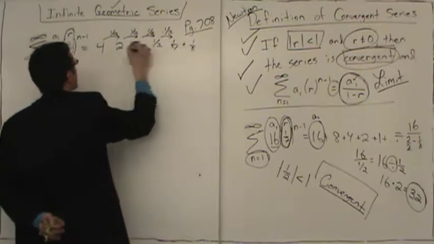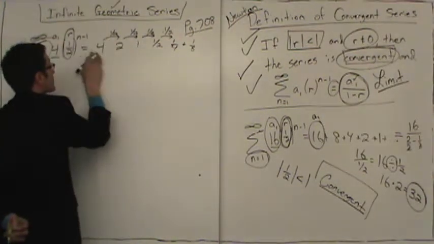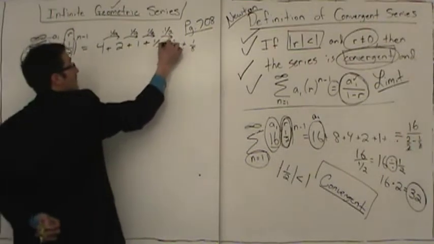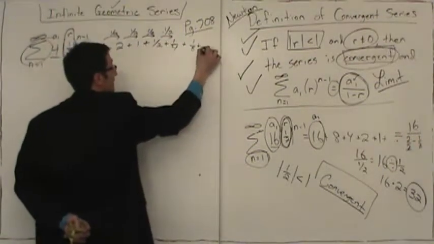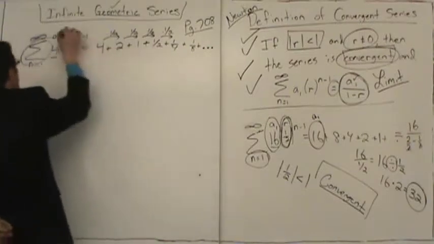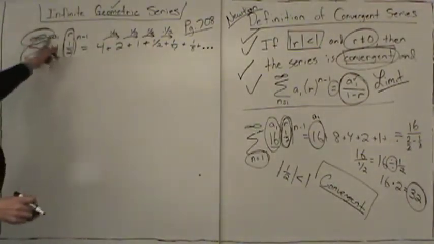An 8th. Okay, what does sigma mean? Sigma means add, so put addition. 4 plus 2 plus 1 plus a half plus a 4th plus an 8th plus ... Now, are we adding forever? Yes. We put the ... because of the infinity. We're adding forever.